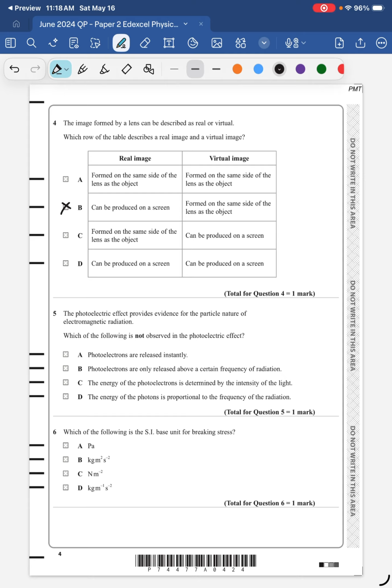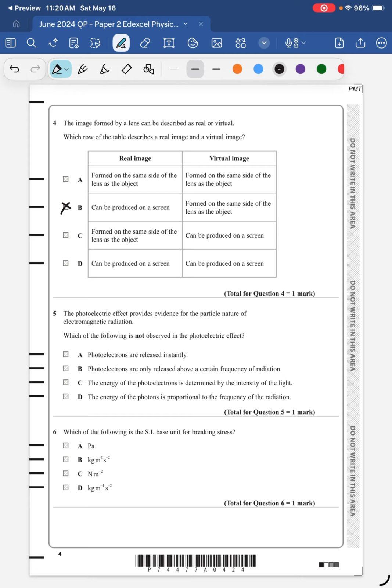All right, let's move on. Question 5. The photoelectric effect provides evidence for the particle nature of electromagnetic radiation. Which of the following is not observed in the photoelectric effect? Option A, photoelectrons are released instantly. Wait, they are asking us for something that is not observed. So A is observed. I was confused for a moment.